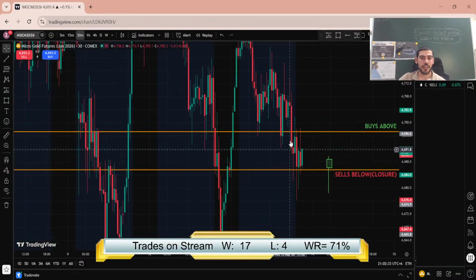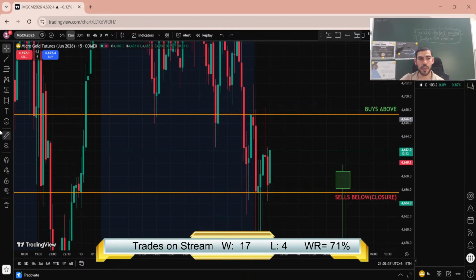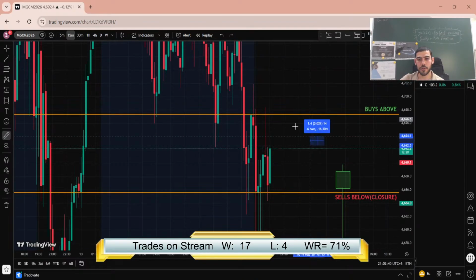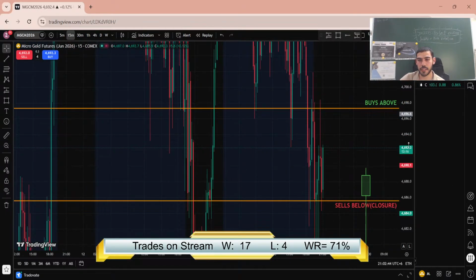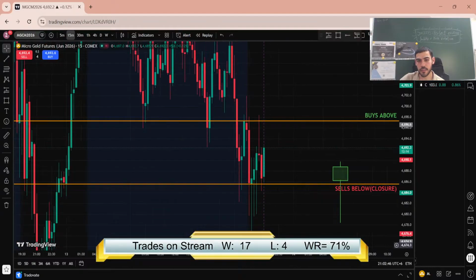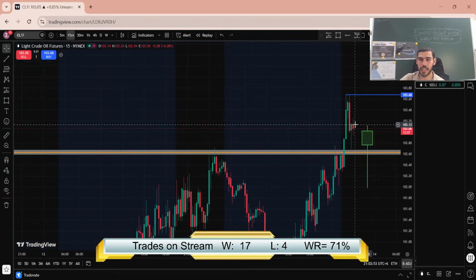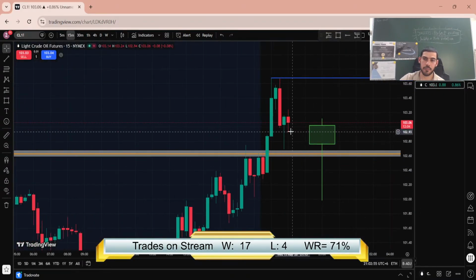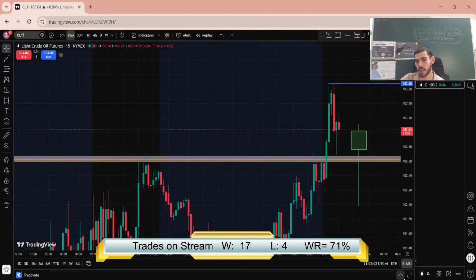So I think we are consolidating now in this range, so it's better to wait for some sort of closures and look for trades after that. Better to wait for some sort of closure. Yeah, I cannot take this because of one reason, which is this candle didn't have a nice top wick. So that's why I'm not going to take this on oil.